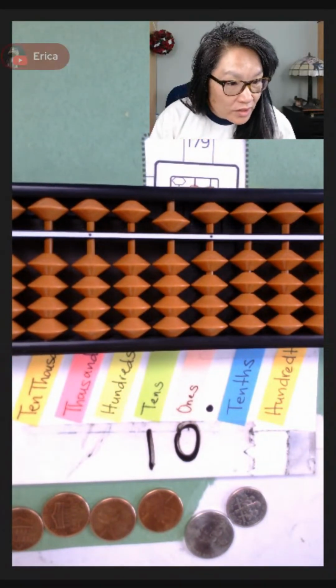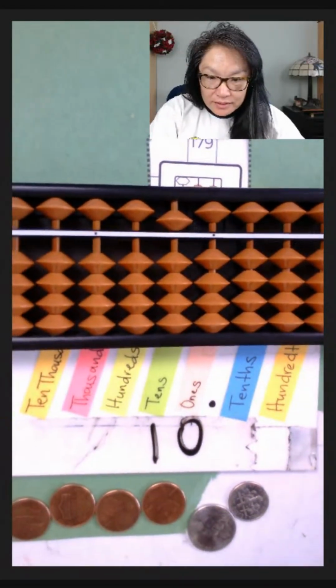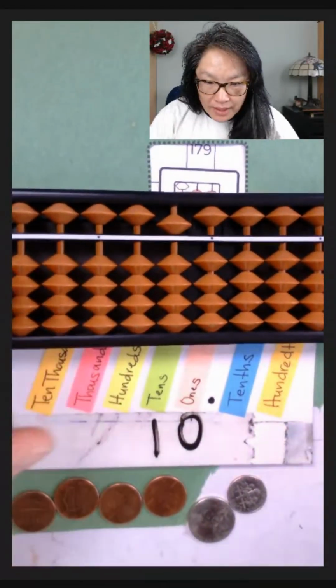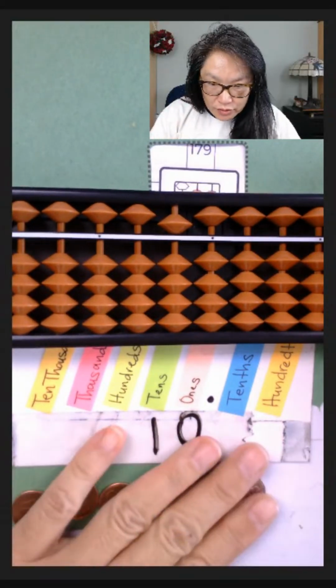These are fantastic questions. Thank you so much. Make sense? So, does the column matter or just the bead placement? They both matter.